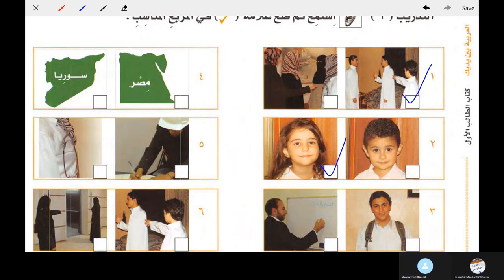As-Suratul Saniya. Next we have Misr. Okay, As-Suratul Ula.